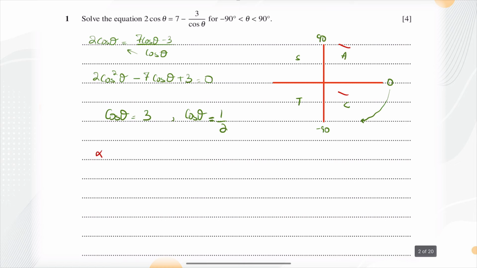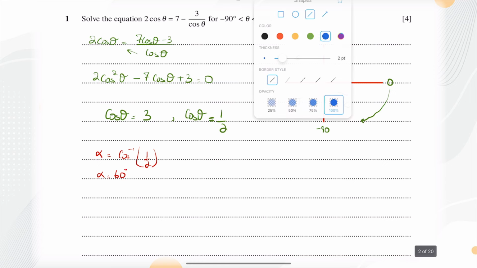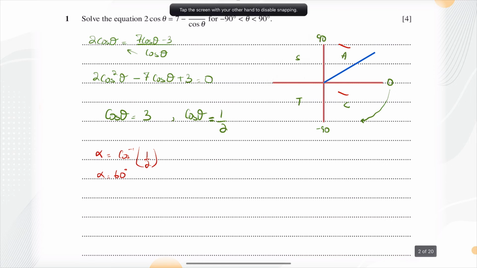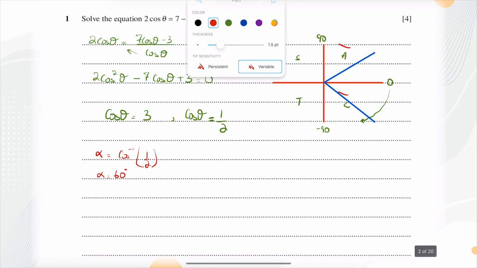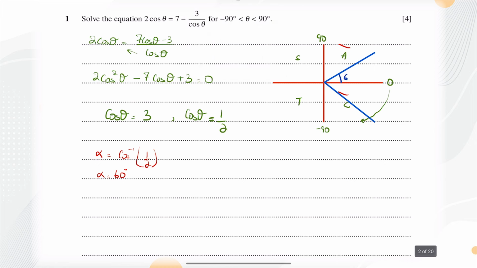So the next thing we're going to do is we're going to find the value of alpha. So for alpha, we're going to do cos inverse of 1 upon 2, which I think is 60. But let's do it. Cos inverse of 1 divided by 2 is 60 degrees. Yep, so alpha equals to 60 degrees. Now that means that we can have 60 degrees with the positive horizontal axis in the first quadrant, or we can have 60 degrees with the horizontal axis in the fourth quadrant.